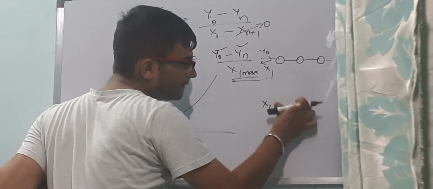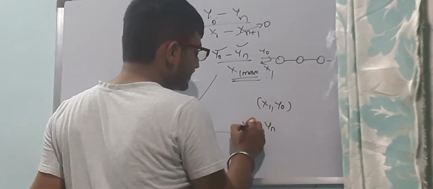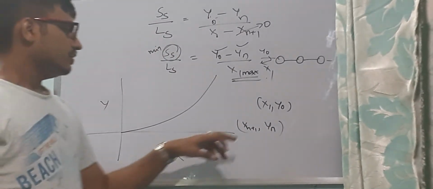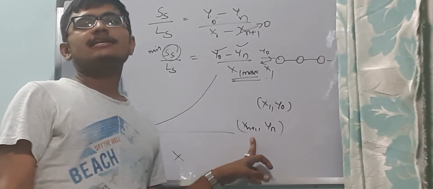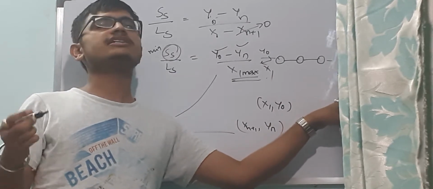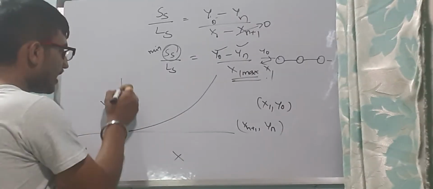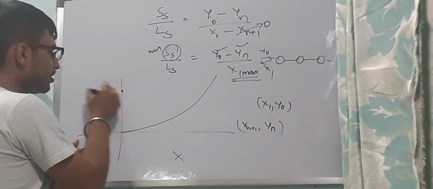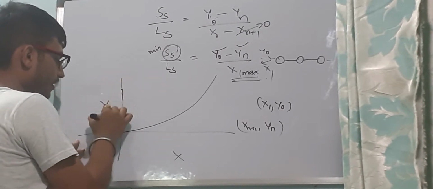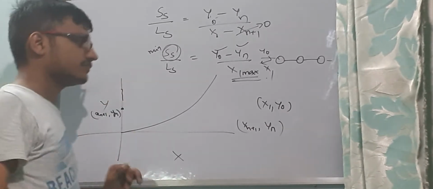So what are the points? X1 comma Y0 and Xn plus 1 comma Yn are the 2 points. Xn plus 1 is generally 0 because it is the entrance of the adsorbent, because initially there is no solute settled on the adsorbent, so this value will be 0. So you have point Yn here. This is your Xn plus 1 comma Yn value.